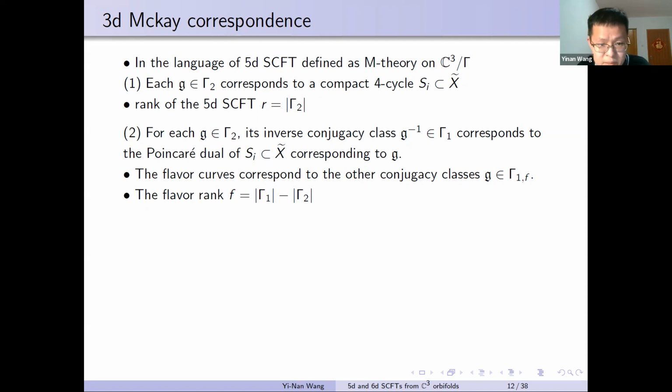Okay, so basically, if you want to compute the flavor rank of a 5D SCFT constructed in this way, you only need to take these 2 sets, compute their orders and take the difference, and you just get the answer. This is another pretty nice thing.